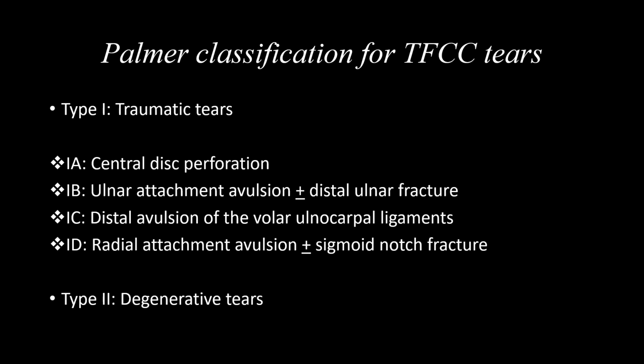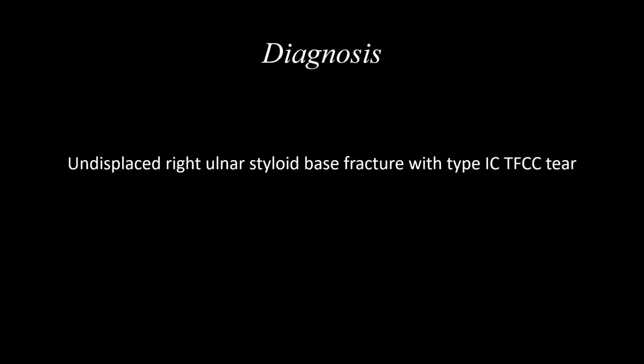In type 1C, there is distal avulsion of the volar ulnocarpal ligament. This was also seen in our case, as we have seen there was a tear of the ulnotriquetral ligament. In type 1D, there is radial attachment avulsion with or without sigmoid notch fracture. This was not seen in our case. So our final diagnosis is undisplaced right ulnar styloid base fracture with type 1C TFCC tear.